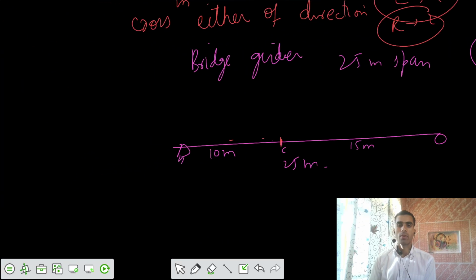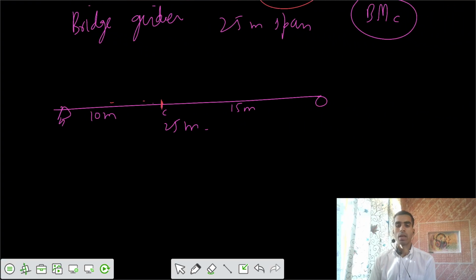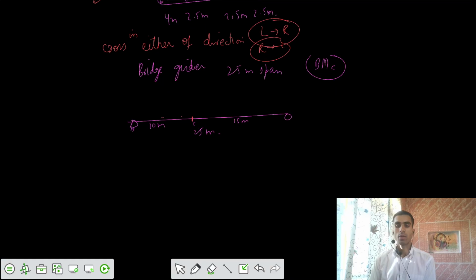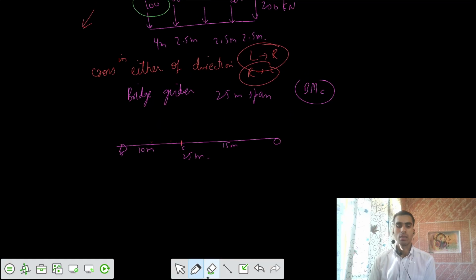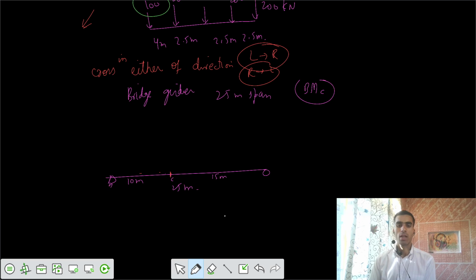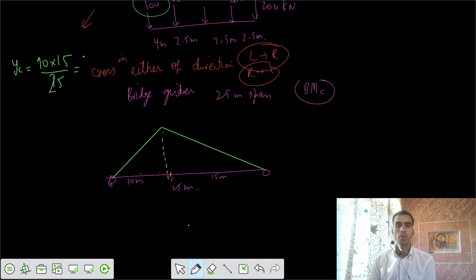So if I draw the ILD for this one, can you get the ILD for the bending moment at C? Sorry, not BMD, ILD. We are so used to BMD and SFD that it comes to our mouth. So let's write that. YC would be here. YC equals 10 into 15 by 25, that is 150 by 25, which is 6 meter. So the ordinate YC equals 6 meter.